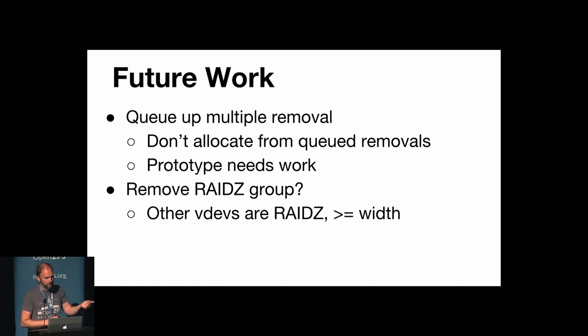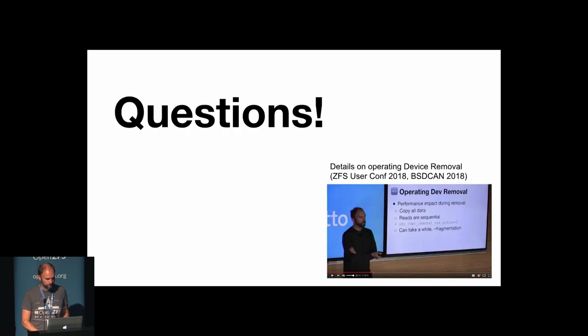The other really cool thing that we would like to do is to be able to remove a RAID Z group. I think this is possible within this framework if the other VDEVs are all also similar RAID Zs. But there's a couple of pretty tricky gotchas about alignment and other things.